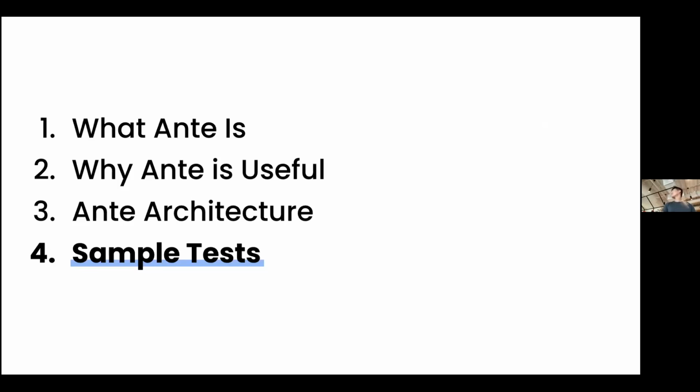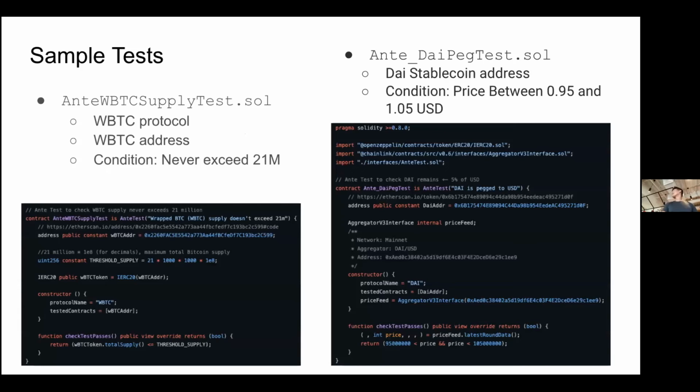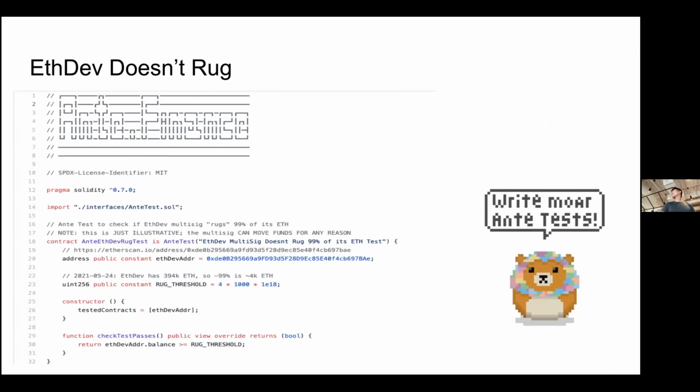Details to come. And so some real quick sample tests, no offense, Sina. We have an ETH dev doesn't rug test where we check the wallet of an EF wallet to make sure the Ethereum in there hasn't dropped by 99%.